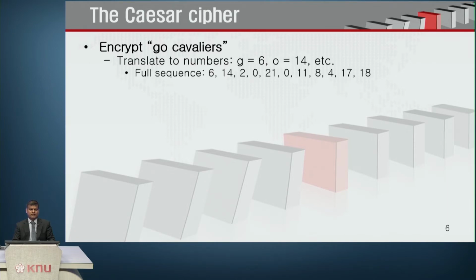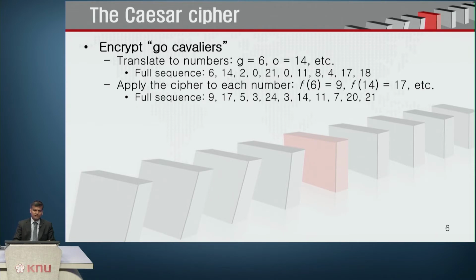To translate to numbers, you have g equals 6, o equals 14, etc. You just translate. So you have the full sequence here, 6, 14, 2, 0, 21, 0, 1, 1, 8, and so on. You have translated it, after mapping the alphabets to numbers.